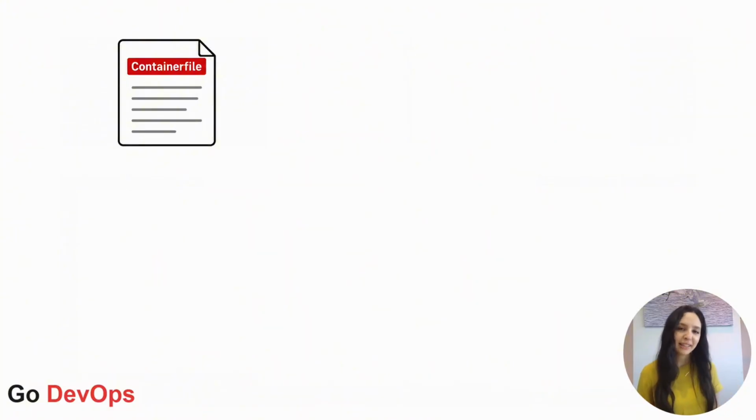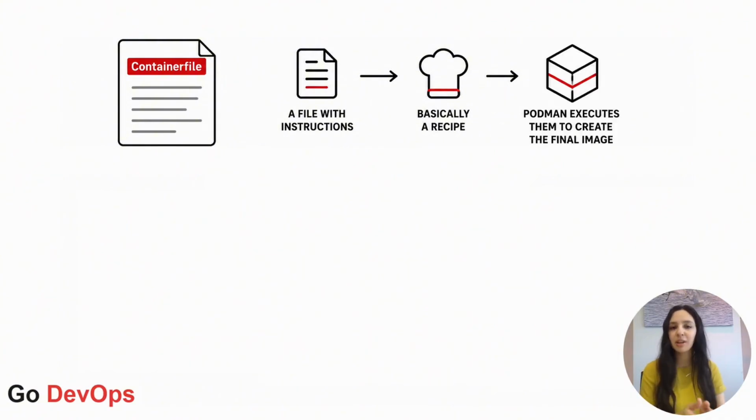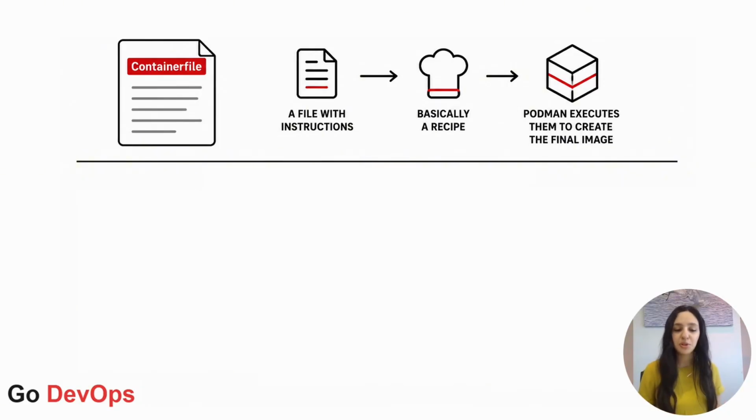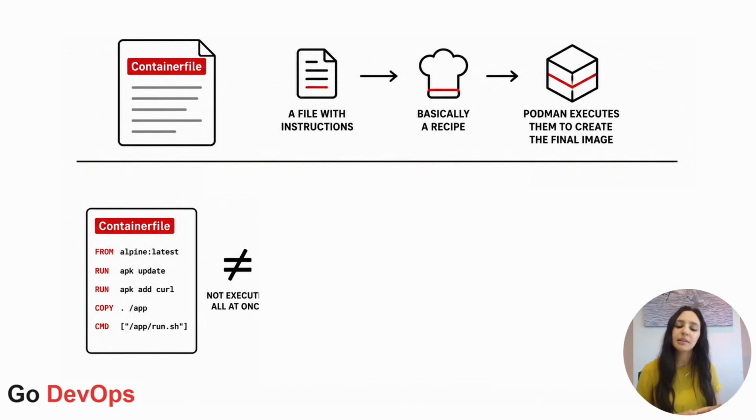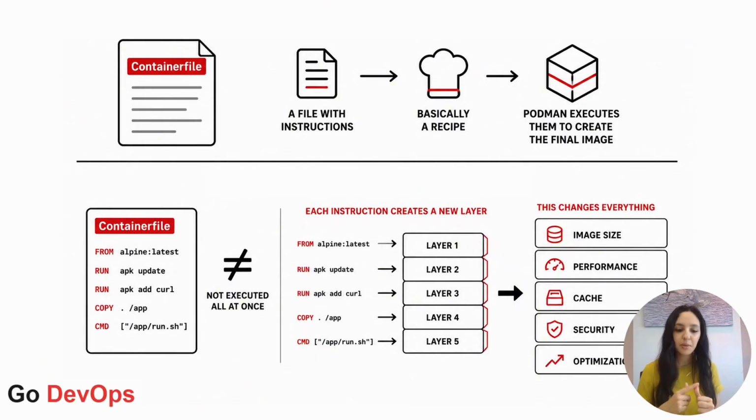So first, what exactly is a container file? A container file is simply a file with instructions used to build the container image. That's it. It's basically a recipe. You write instructions one by one and Podman executes them in order to create the final image. But there is something extremely important to understand: a container file is not executed all at once. Each instruction creates a new layer, and this changes everything because the image size, performance, cache, security, optimization, and other things all depend on those layers.